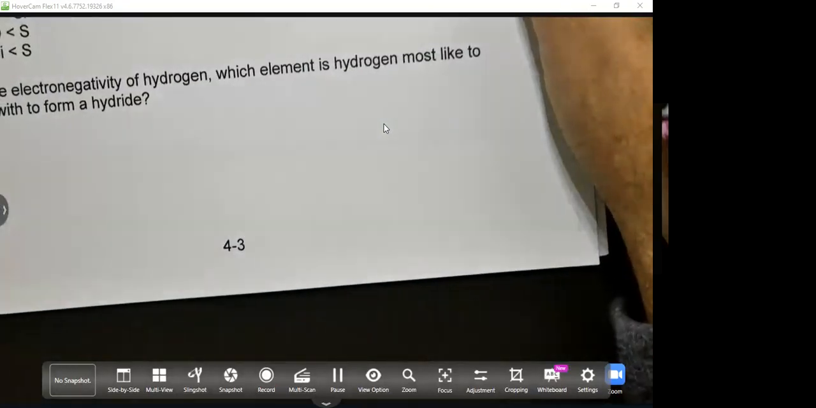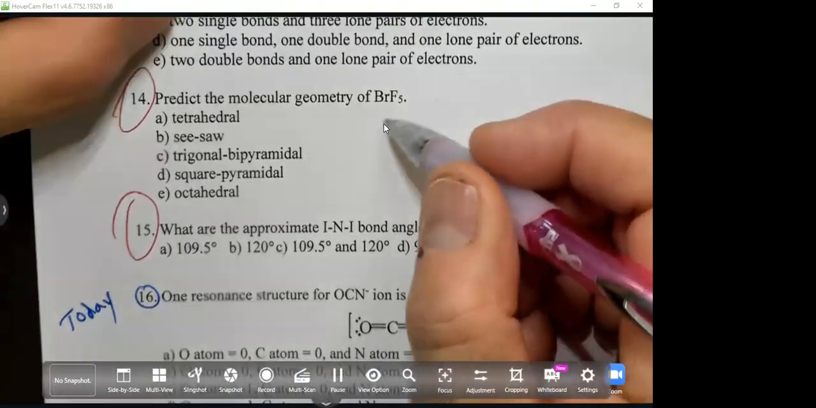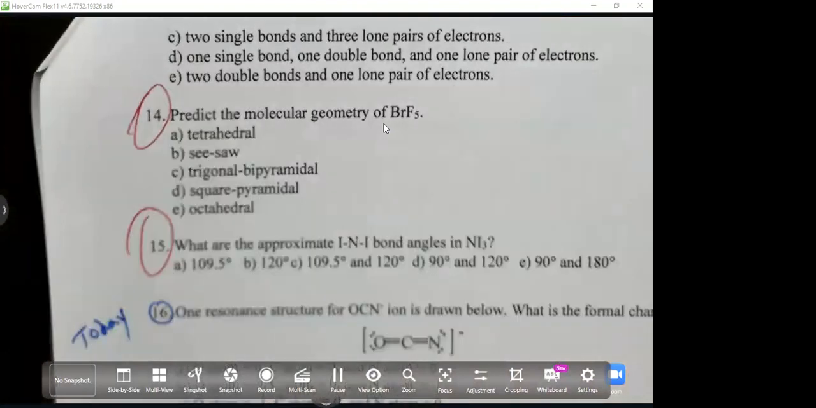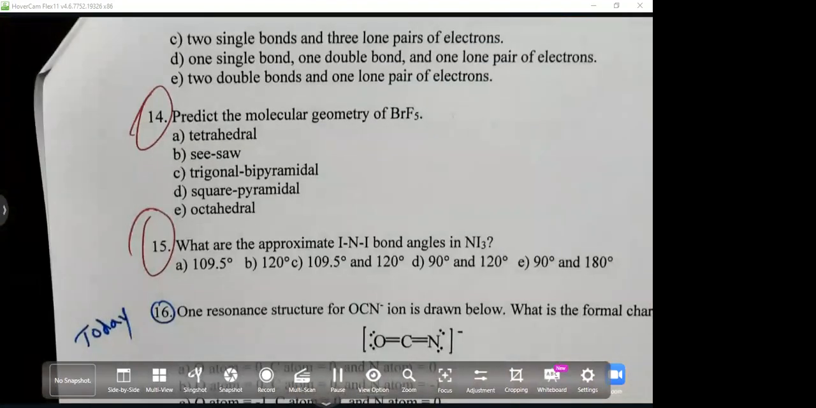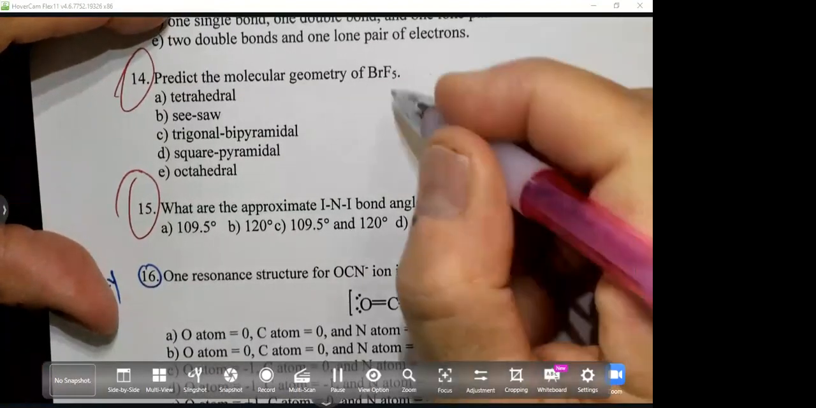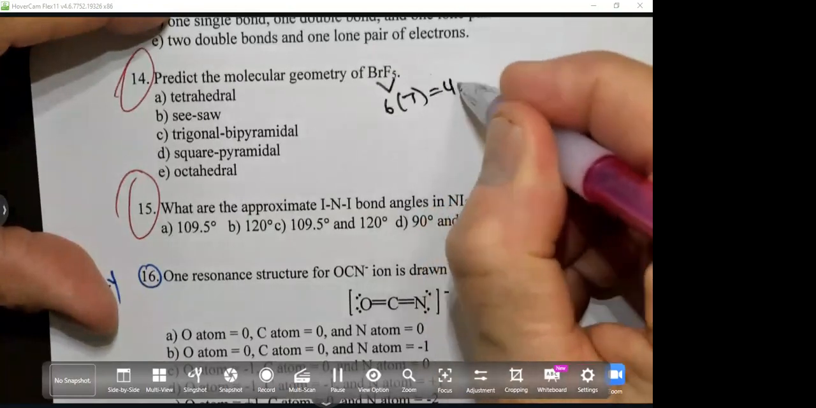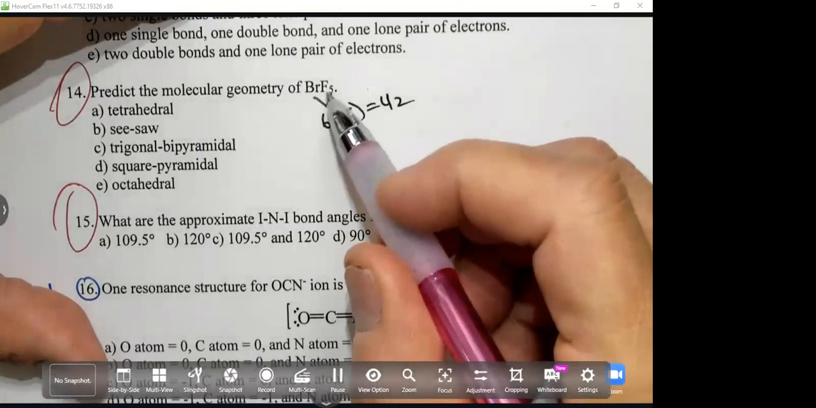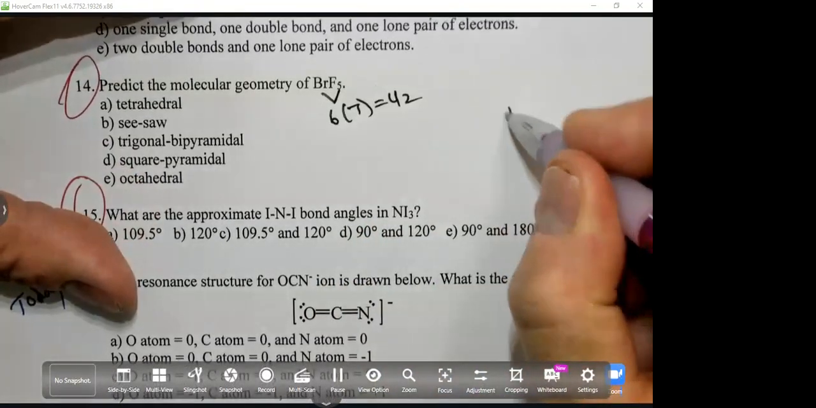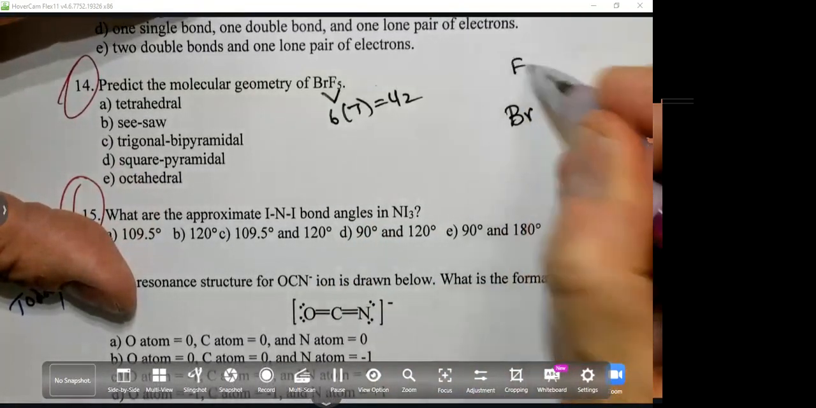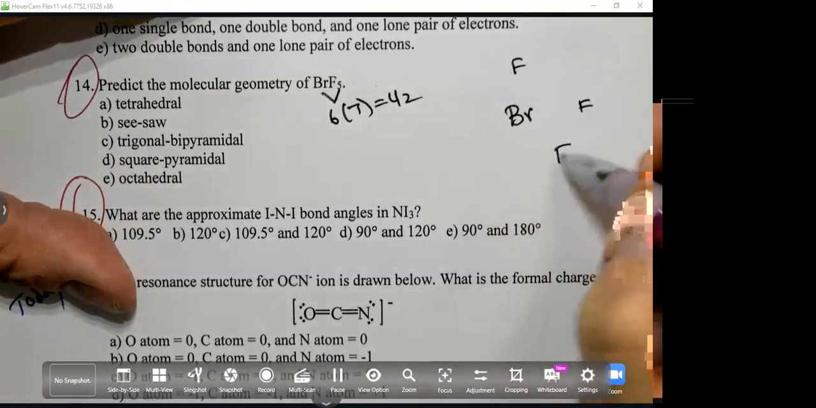13, 14. So both of these are in group 17. We're both in group 17. There's 6 of them. So 6 times 7 is 42 electrons. So this is kind of nice. These are in group 17. You know there's no double bond. You can just throw this thing down in a hurry.